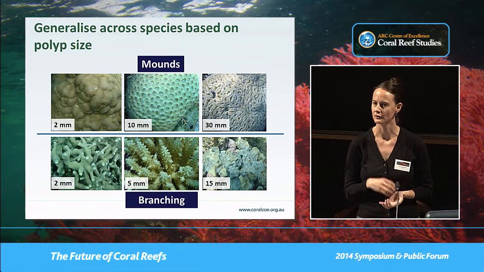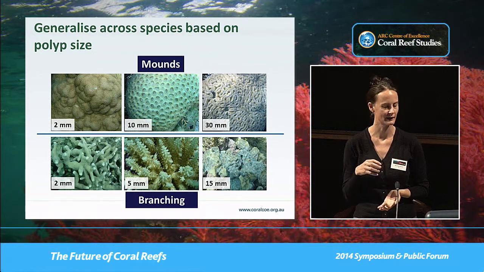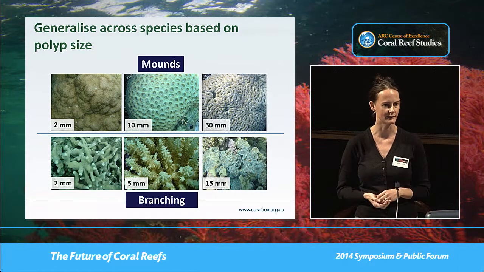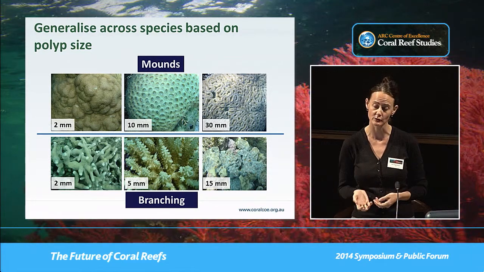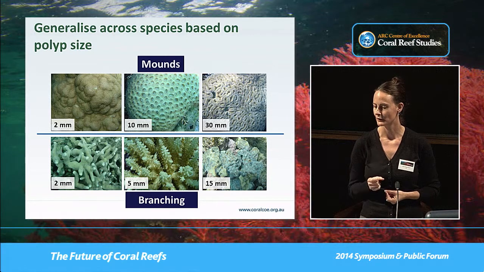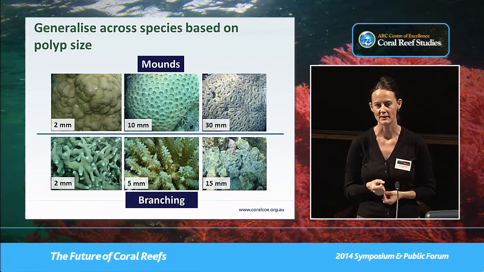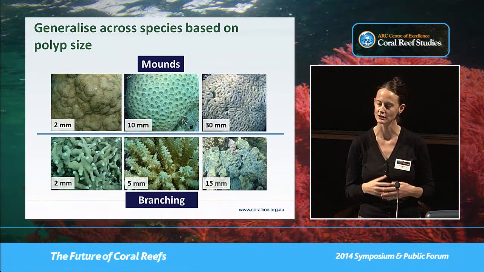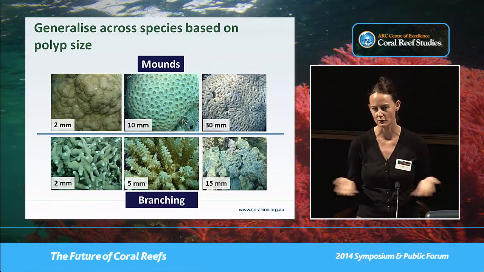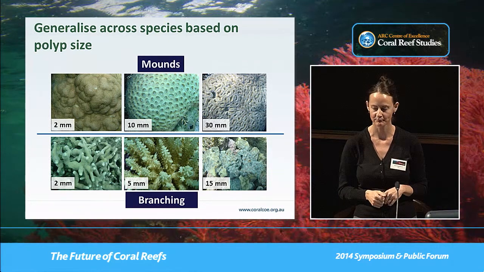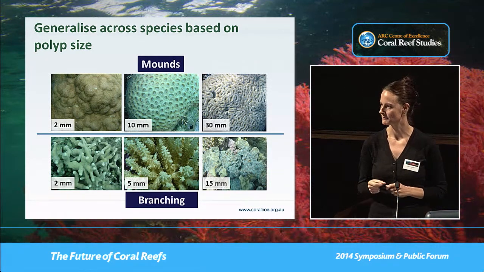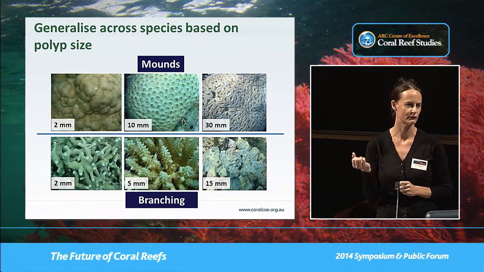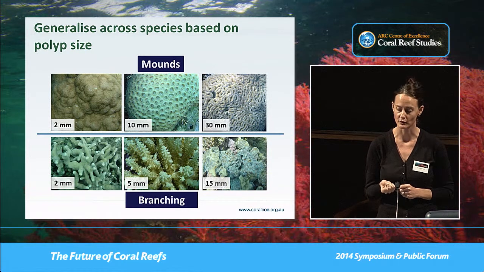So one is based on colony morphology. Here we know that colony morphology, whether you're a mound shape or a branching, has important implications for things like withstanding cyclone damage. And another way to generalise across species can be based on polyp size. So the data that I'll show you in the subsequent slide is trying to generalise metabolic rates across species with different polyp sizes.